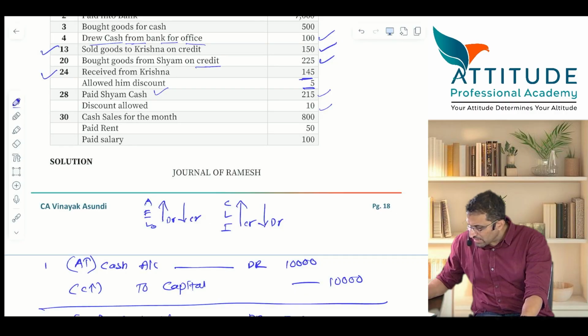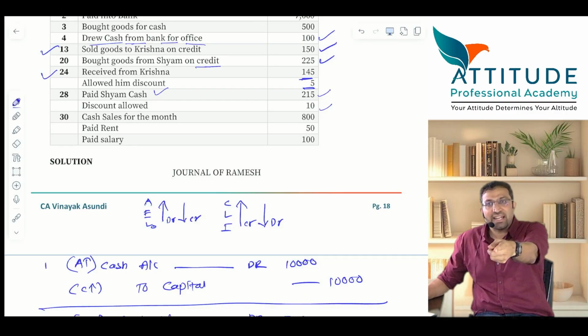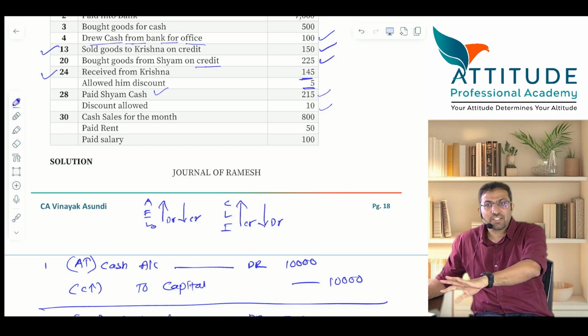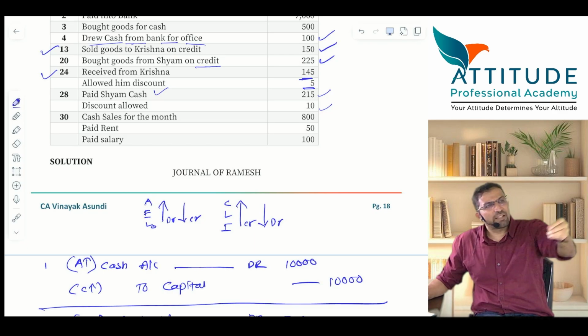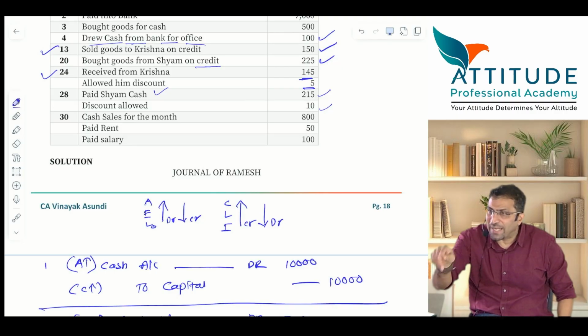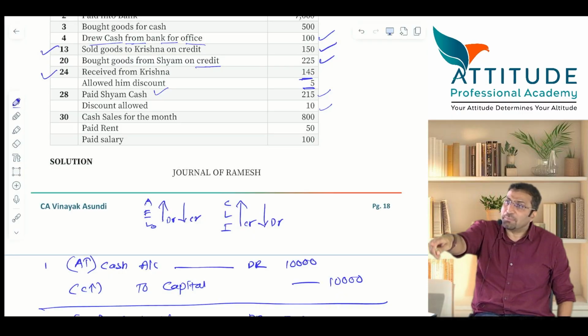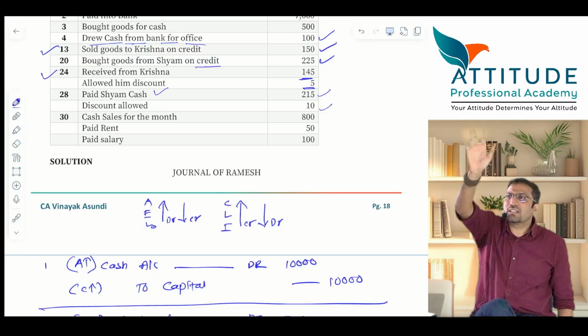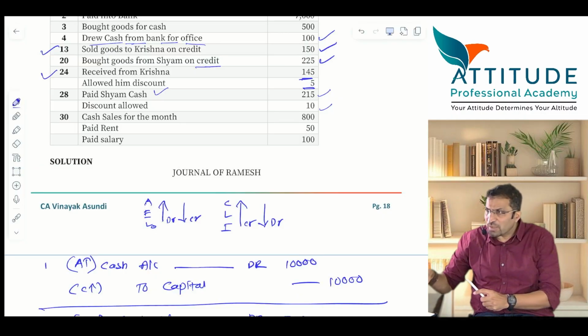215. Discount allowed 10. See, when you are paying, you will receive a discount. When you are paying the cash, you receive the discount. It is something like when you go to the shop, when will you get a discount? When you're selling something or when you're buying something? When you're buying something, you will receive a discount. When you are selling something, you should give a discount.